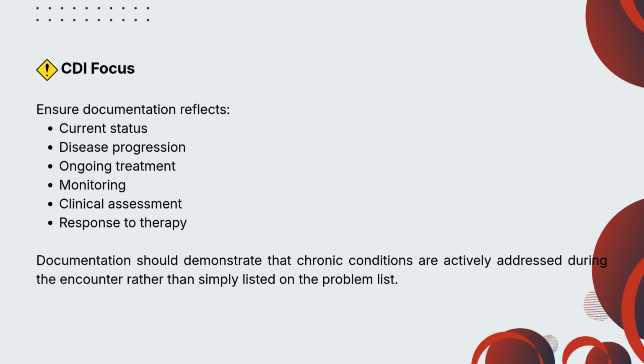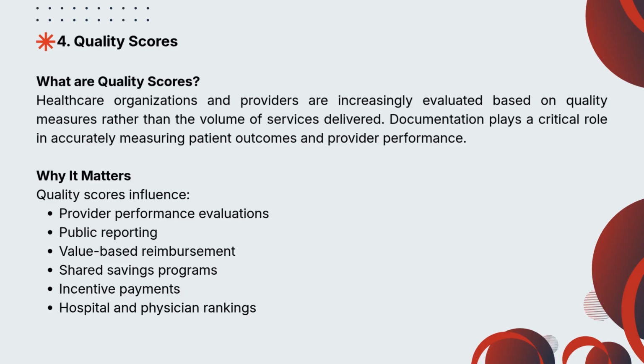Documentation should demonstrate that chronic conditions are actively addressed during the encounter rather than simply listed on the problem list. 4. Quality scores. What are quality scores? Healthcare organizations and providers are increasingly evaluated based on quality measures rather than the volume of services delivered. Documentation plays a critical role in accurately measuring patient outcomes and provider performance.